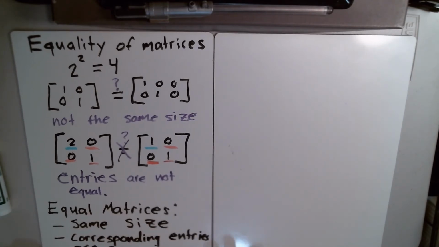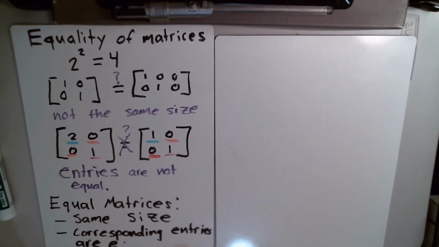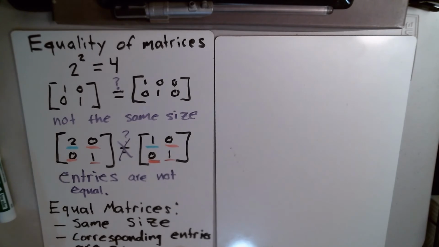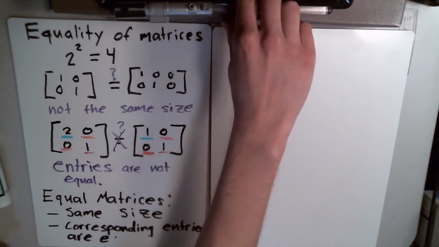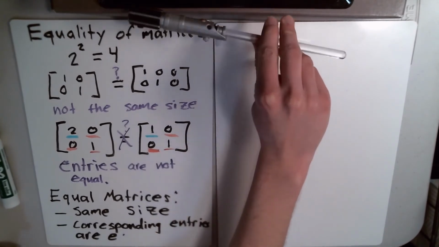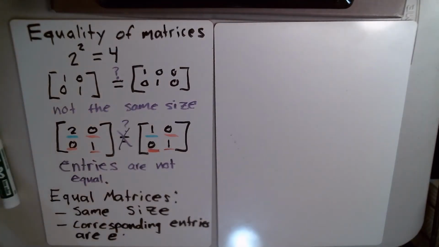Oh, you can't see this. Let's squish this a little bit. There we go. Are equal. So, equal matrices have the same size and the corresponding entries are equal.